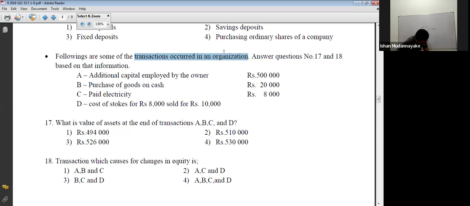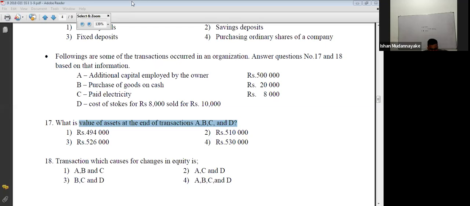What is the value of assets at the end of these transactions? The closing value of assets after these transactions occurred. What's the answer for question 17? The value of assets after adjusting these transactions. To answer this question, you can prepare an accounting equation. Through an accounting equation, you can get the answer.